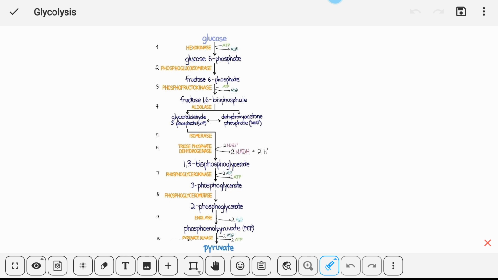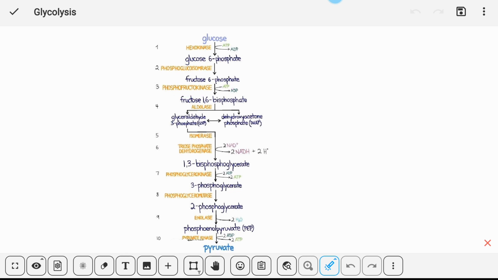First step is about glucose, the conversion of glucose into glucose 6-phosphate in the presence of hexokinase enzyme, and ATP is being utilized here. Because for the conversion of glucose into glucose 6-phosphate, we need a phosphate group, and ATP is the donor for phosphate. Glucose 6-phosphate is then converted into fructose 6-phosphate in the presence of phosphoglucoisomerase enzyme. Fructose 6-phosphate is then converted into fructose 1,6-bisphosphate, a reaction similar to this one. ATP is the phosphate donor here, and phosphofructokinase is the enzyme.